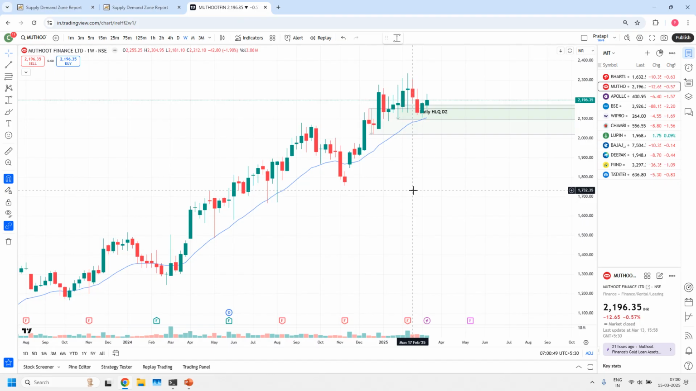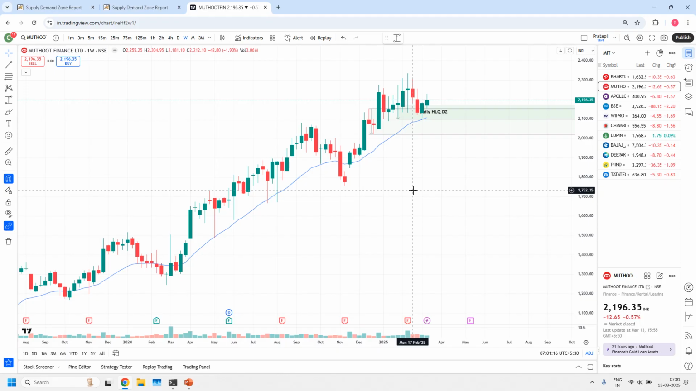Which zone confluence? Daily and weekly zone confluence. And which EMA confluence? Weekly EMA confluence. That means the daily zone, our entry time frame zone, is overlapped with the weekly zone, and that weekly zone is having weekly EMA confluence. So this is a high probability trade setup to get success based on the probability.